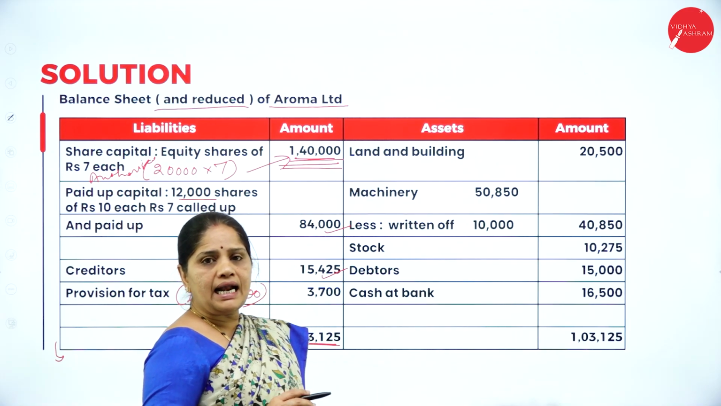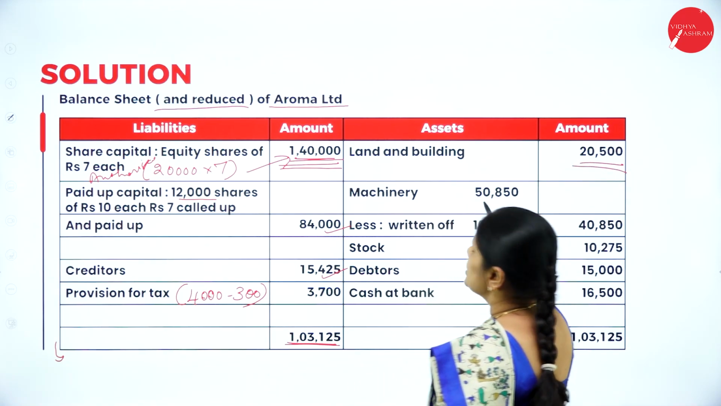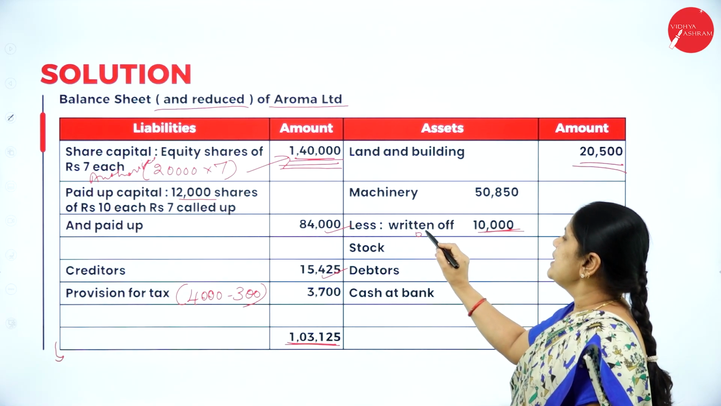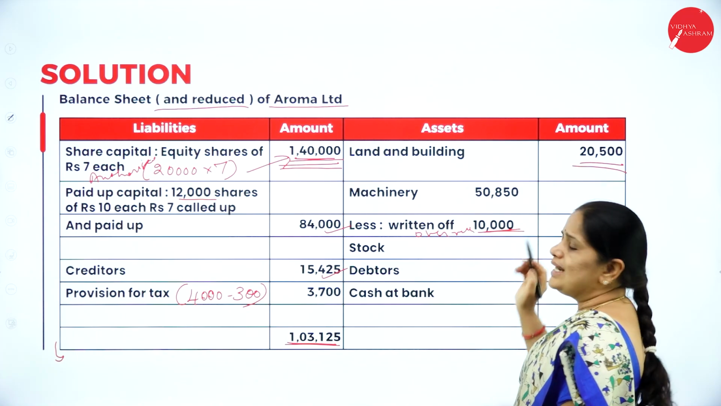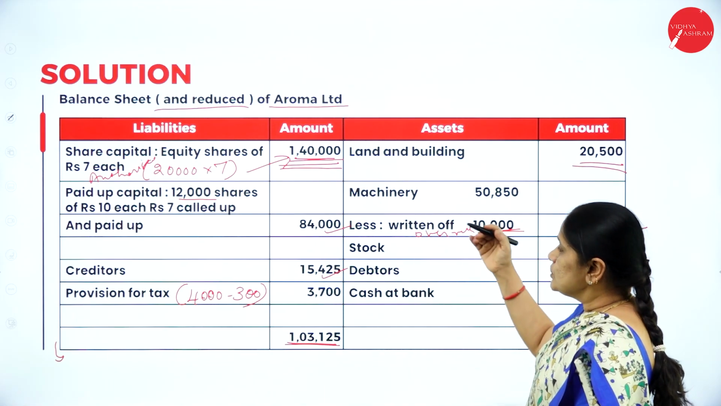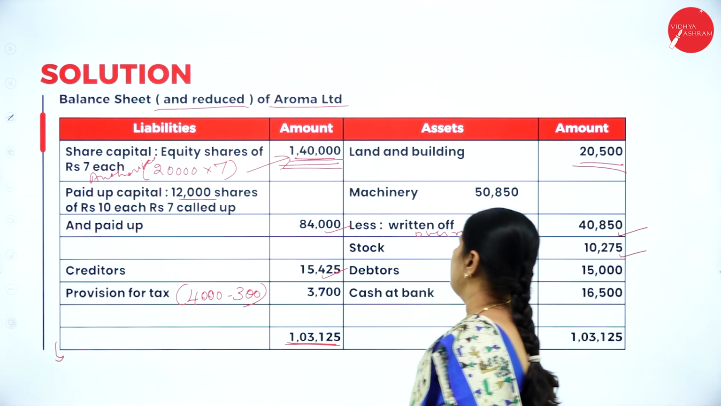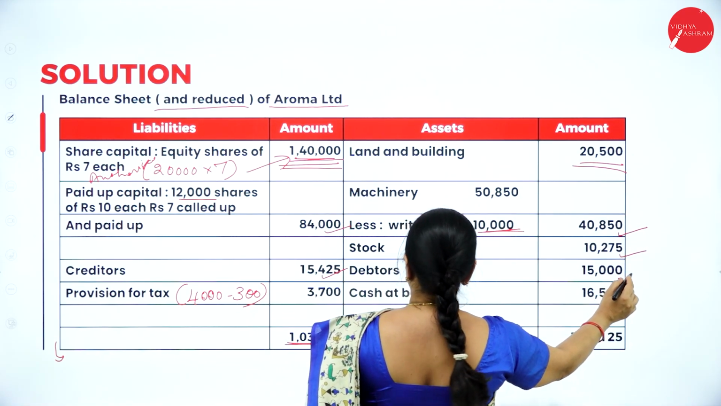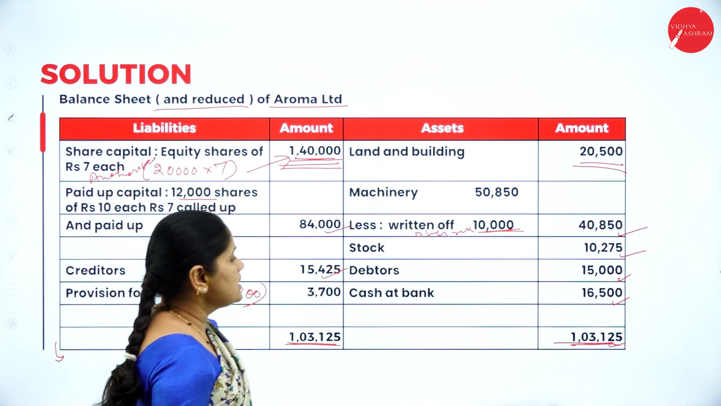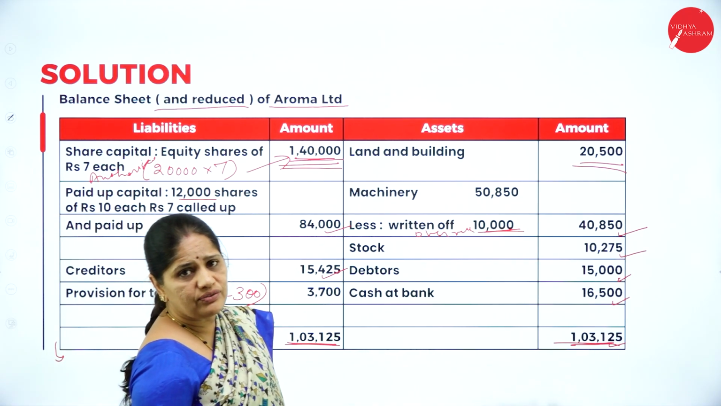Now, land and building. On the asset side, land and building, there is no change. So you write as it is. Then next one is the machinery value, 50,850. So they say that it has been overvalued. So this overvalue is 10,000. So I write it as 40,850. So the overvalued amount has been written down. Then stock 10,275, debtors 15,000, cash at bank 16,500. Total is 1,03,125. So this is the new balance sheet of the company.